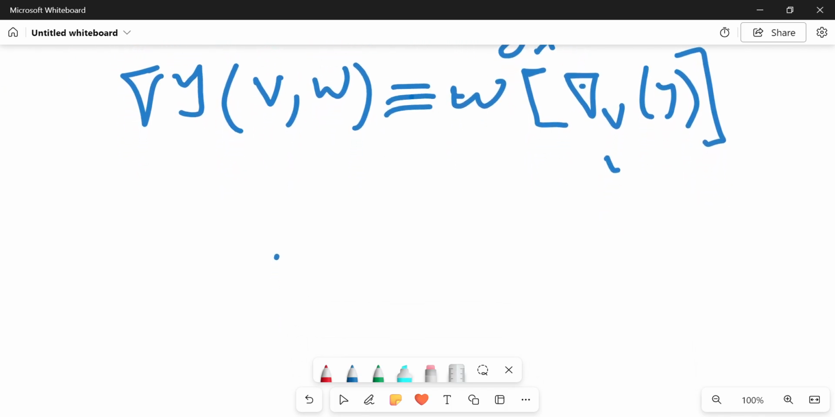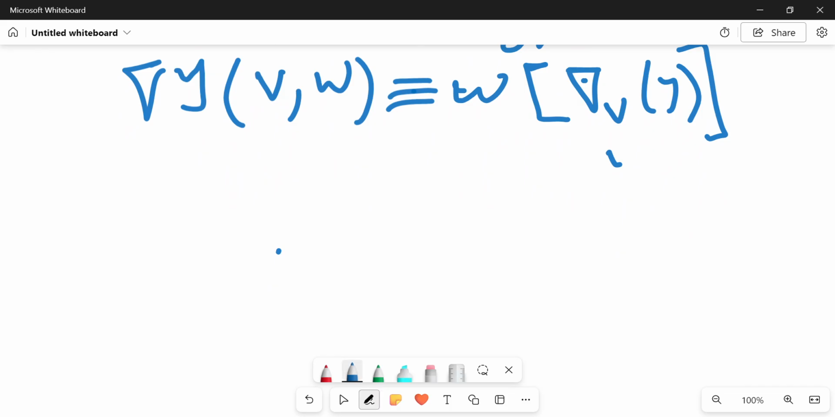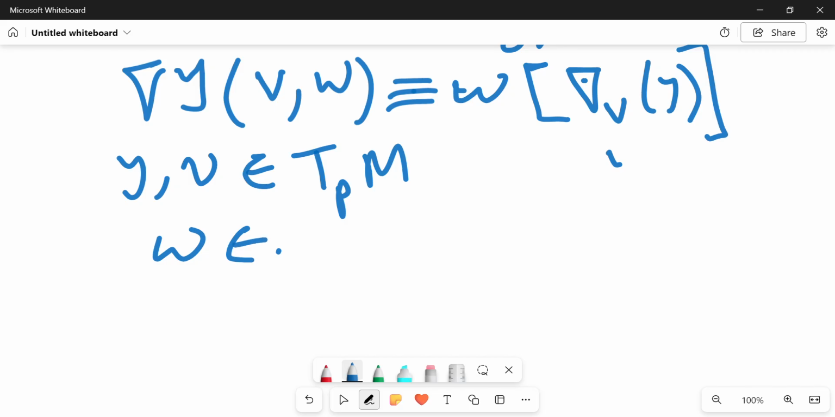Non-coordinate basis. We will elaborate on this more, where V and y belong to the vector field TpM, the tangent vector field, and W belongs to the dual vector space. So this is a dual vector, and these are vector fields.